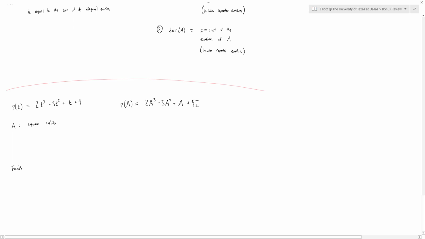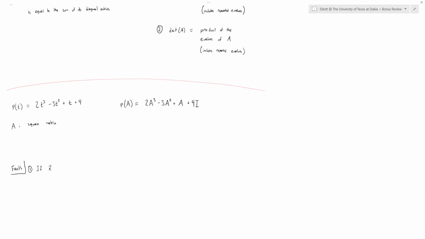Okay, so I want to mention some facts about these polynomial matrices, if you will. Before I get to that specifically, I want to mention a couple other things. So I'm going to state maybe 3 facts, I suppose.